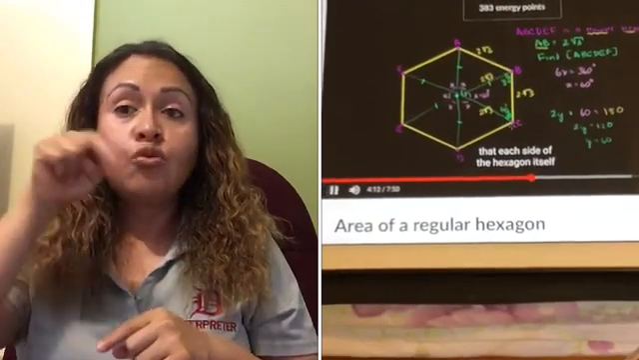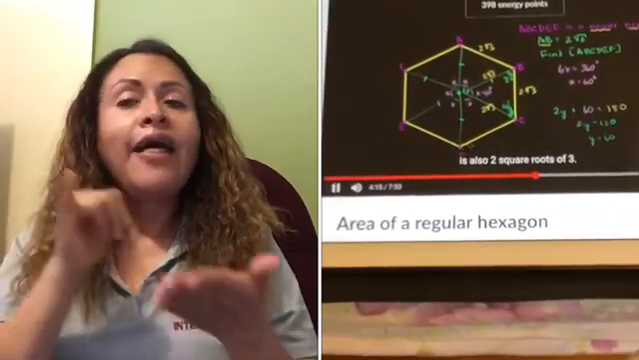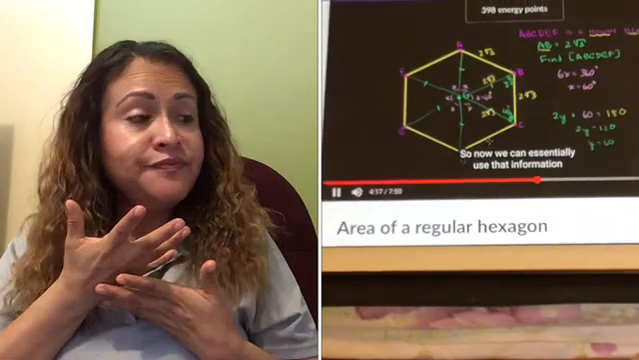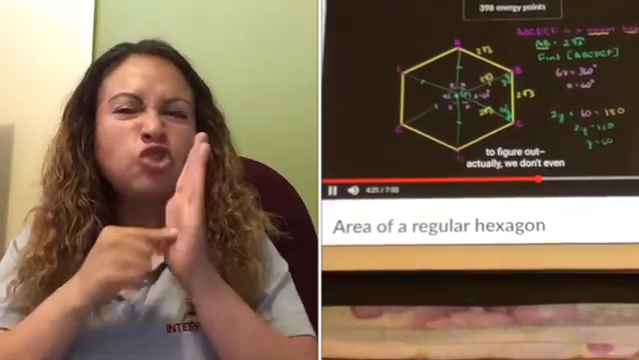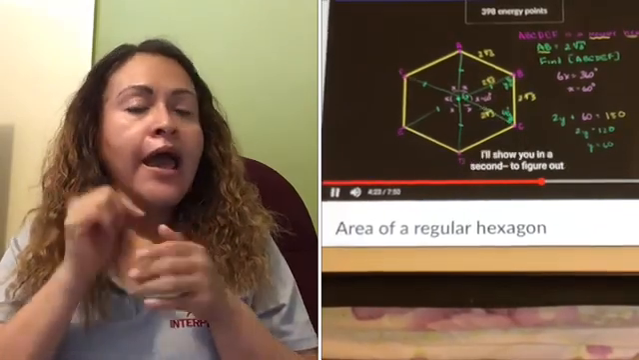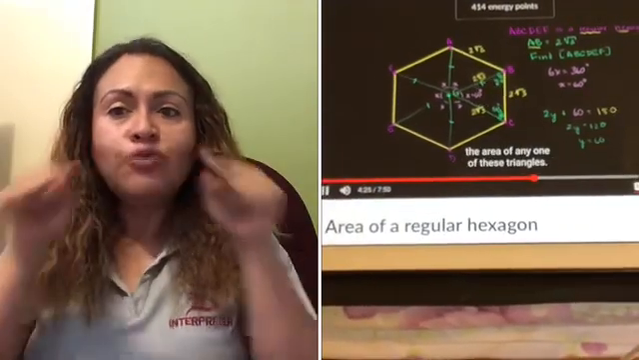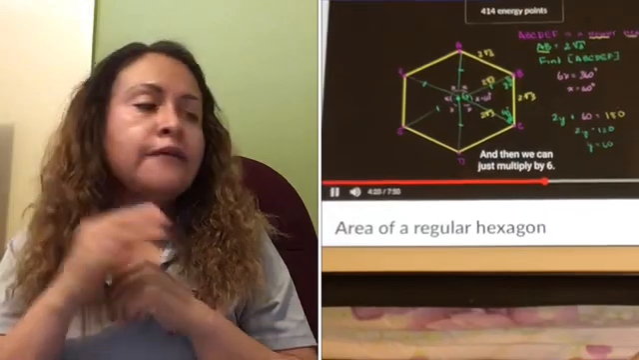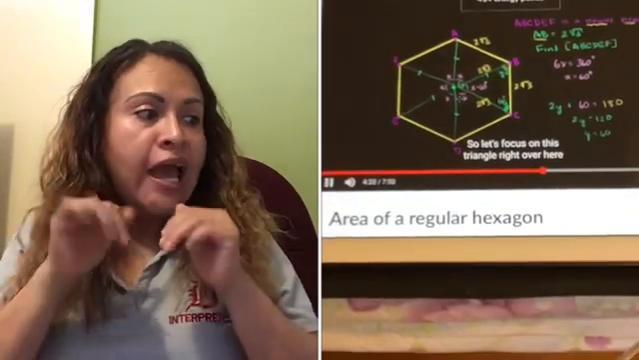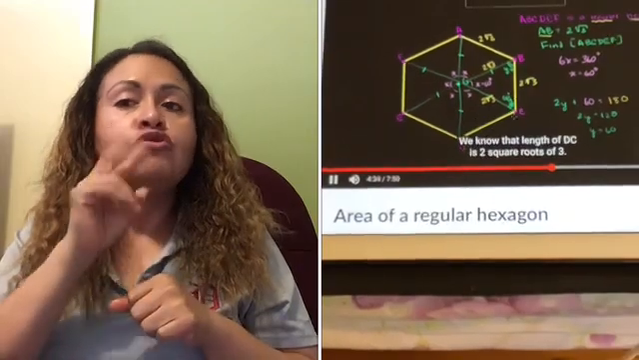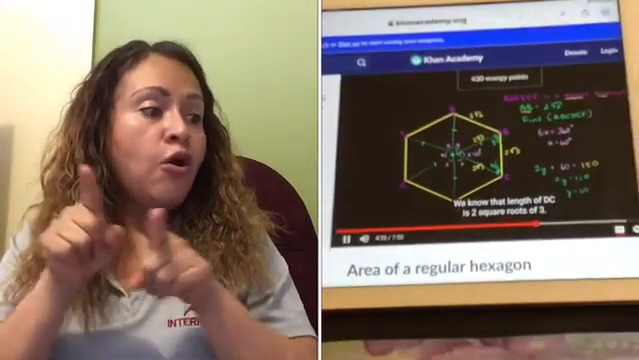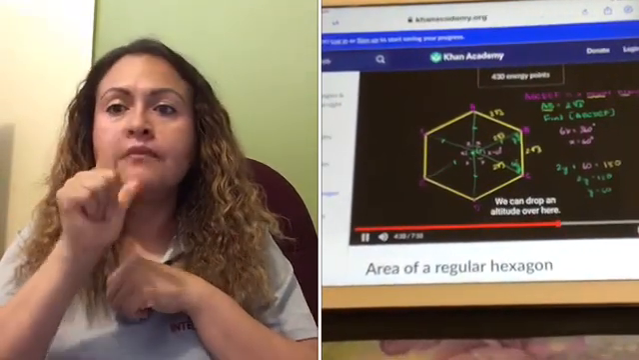So now we can essentially use that information. We can use that information to figure out, actually we don't even have to figure this part out, I'll show you in a second, the area of any one of these triangles, and then we can just multiply by 6. So let me focus on this triangle right over here and think about how we can find its area. We know that length of DC is 2 square roots of 3. We can drop an altitude over here. We can drop an altitude just like that.